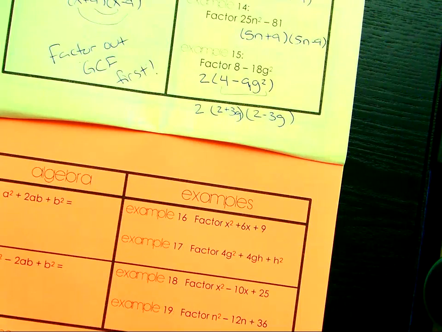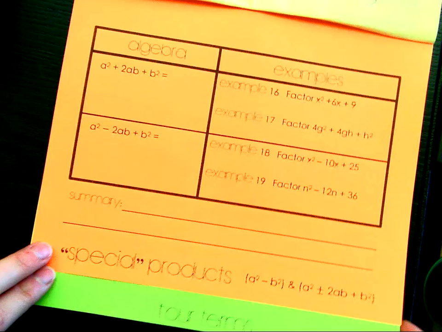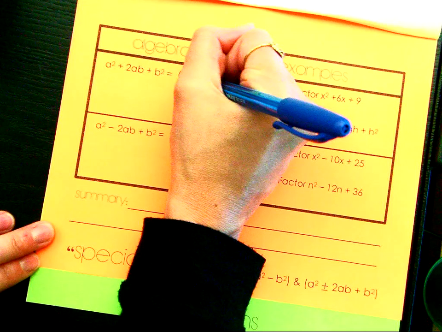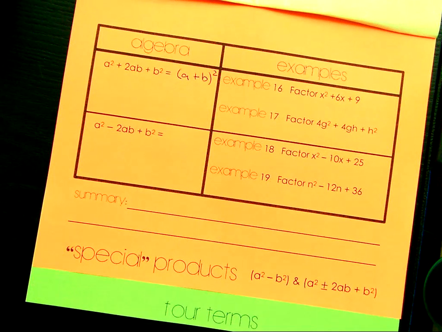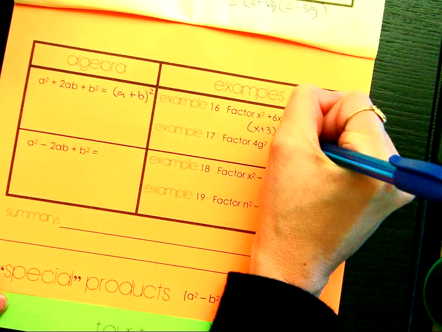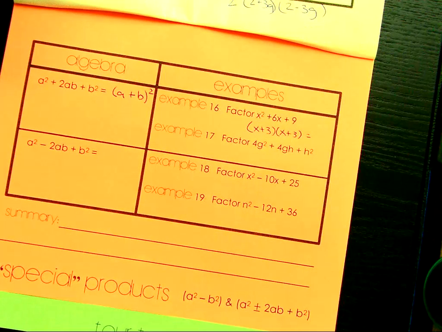The next type of special product, a squared plus 2ab plus b squared is a plus b squared. And so the easiest way to explain that would be with an example. If I were to factor out x squared plus 6x plus 9, that is x plus 3 times x plus 3, which I would prefer to be just written as x plus 3 squared.